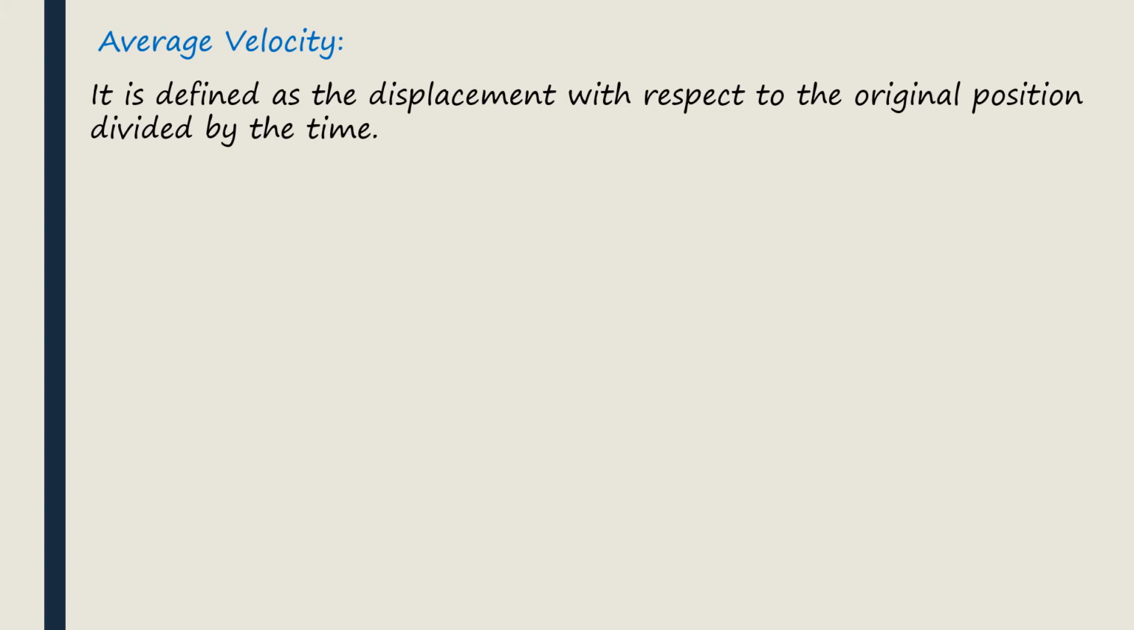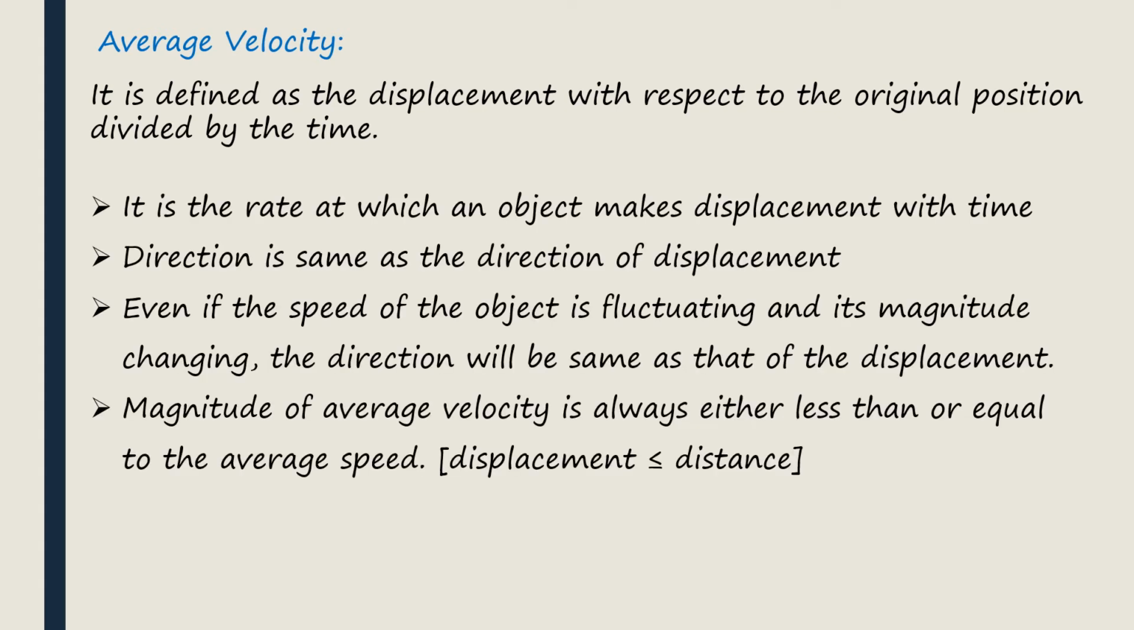So the definition of average velocity is actually the total displacement divided by the total time. Obviously the displacement will be with respect to the original position. These are the certain things that we need to understand in average velocities. It is the rate at which an object makes displacement with time.